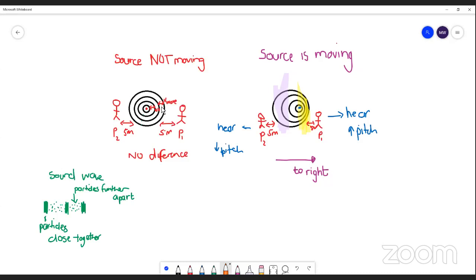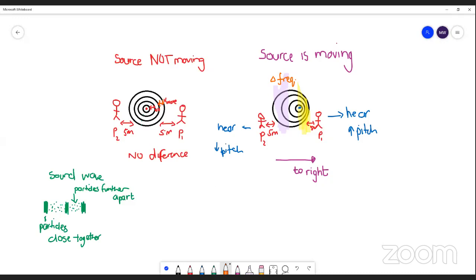But the very important thing is the spacing between your waves is still the same. Its distance does not change. The only thing that is changing is the frequency. So there's a change in frequency. The wavelength stays the same. That's not changing. We're just looking at the frequency that is changing. So that's very important to remember.